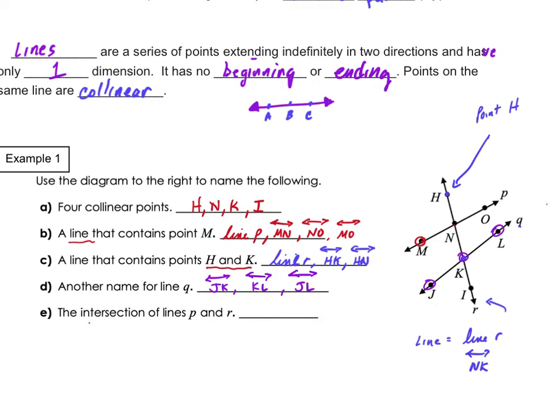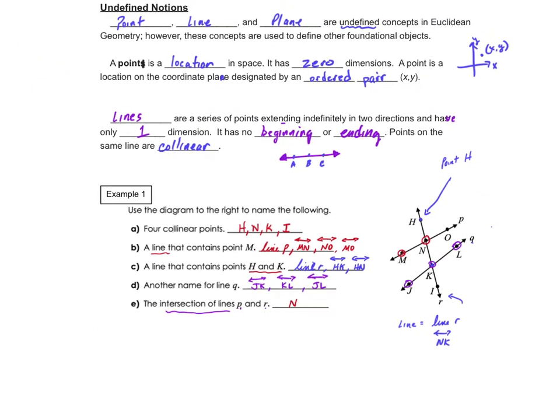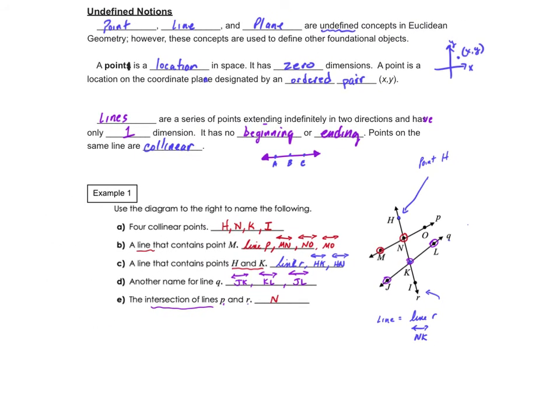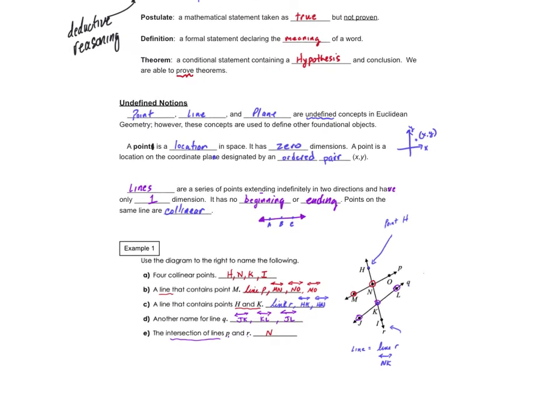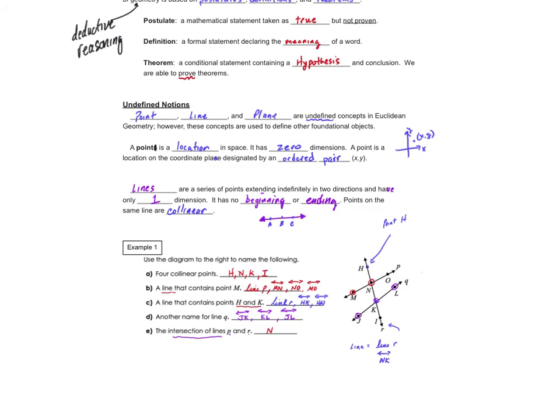And then the intersection of lines P and R. The intersection of line P and R is going to be right here. So when 2 lines intersect, they intersect at a point. So those 2 lines are going to intersect at point N. So there you go. We are able to grab a couple of those examples and look at them with those first 2 of our undefined notions of the point and line.